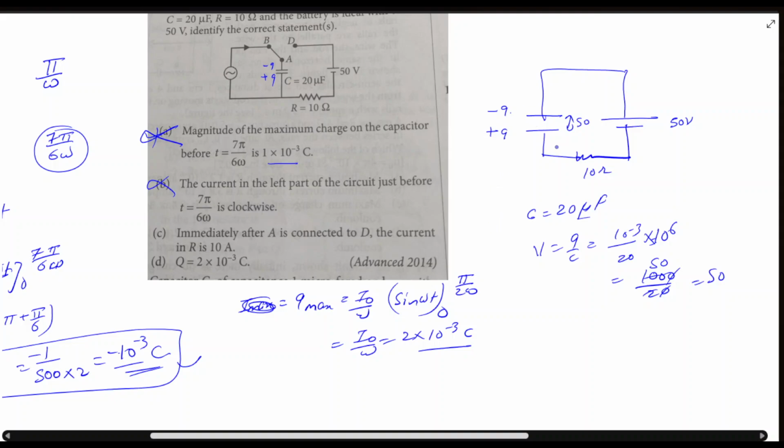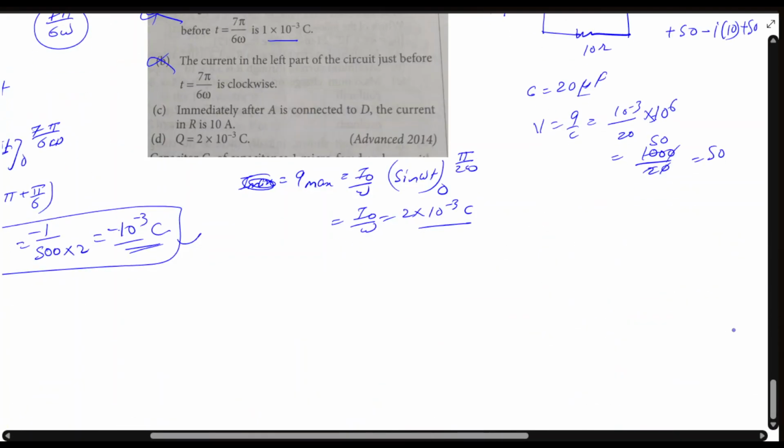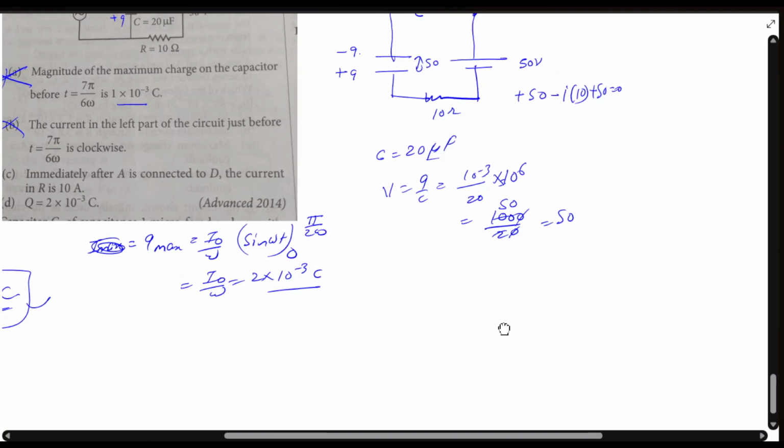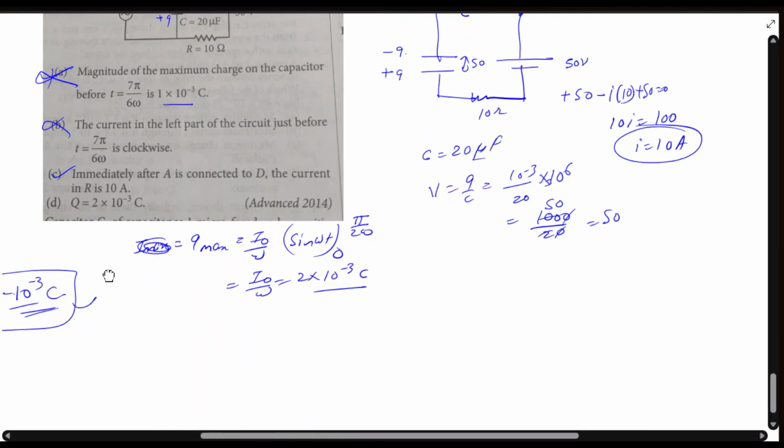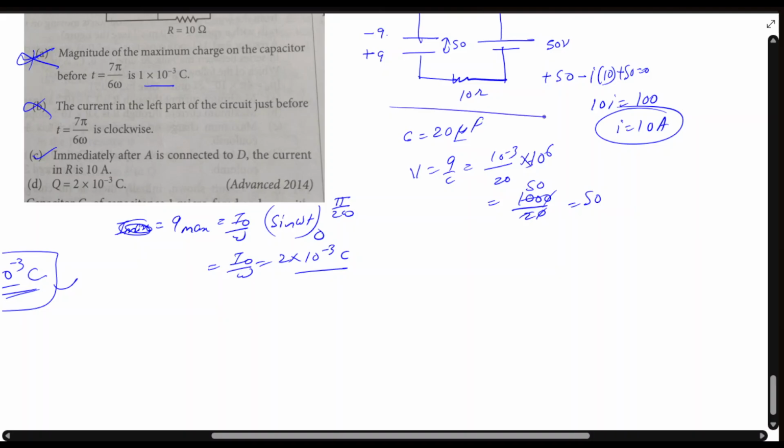Now, just after it is connected, let's use Kirchhoff's law. So from here I'm starting. Look, this is at high potential, so it will be plus 50 minus I into 10 and plus 50 equals 0, right? Okay. Now, so 10I will be 100 and I will be 10 ampere. So yes, C is correct. C is correct, right?